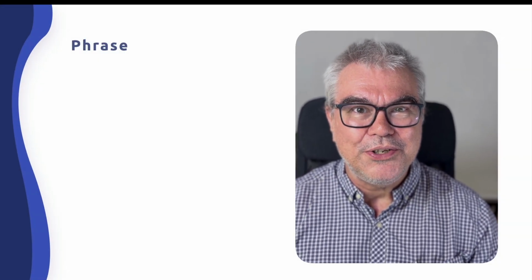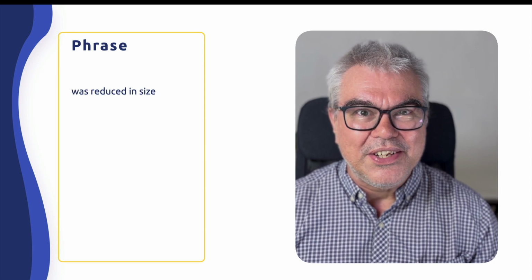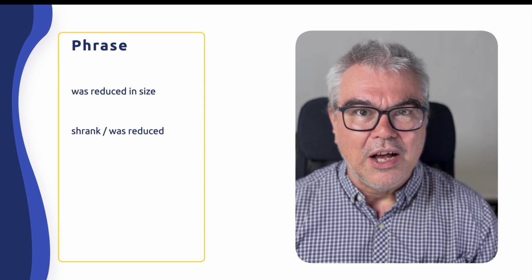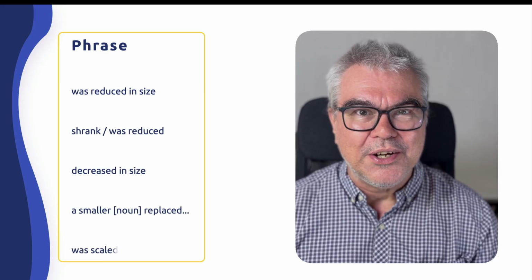Okay, so let's look at the second group. This is vocabulary to describe a feature that got smaller. Here are the phrases you can use. Was reduced in size, shrank, decreased in size, a smaller noun replaced, was scaled down. And some example sentences for you.